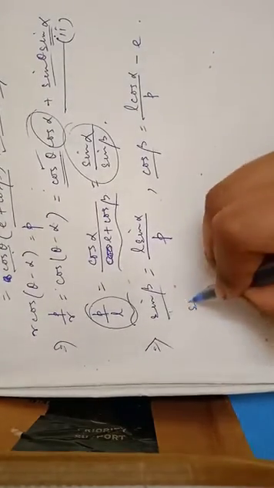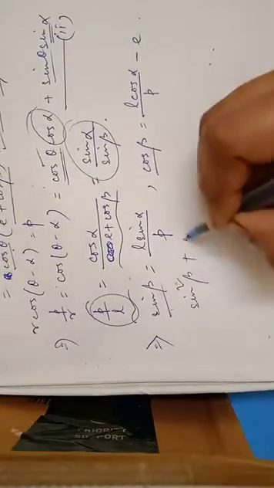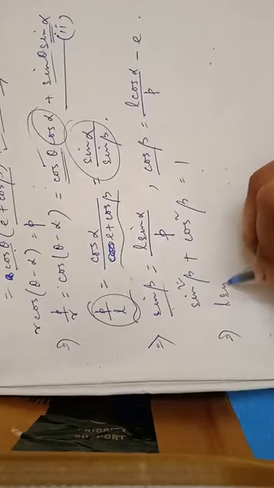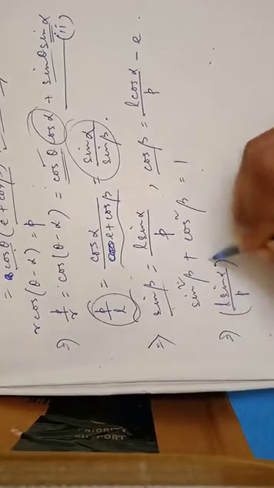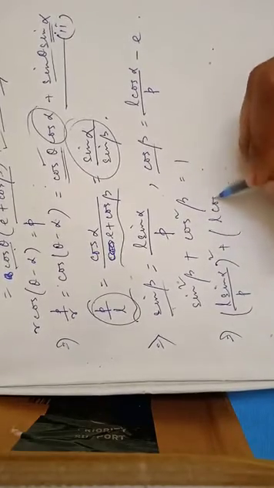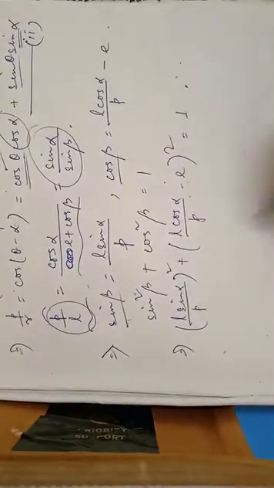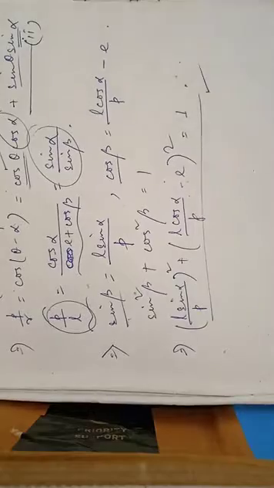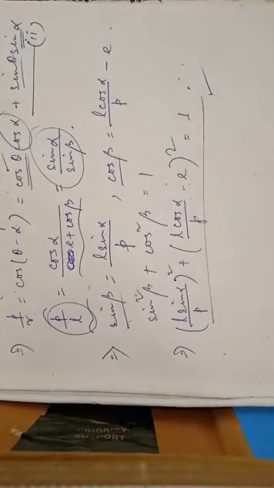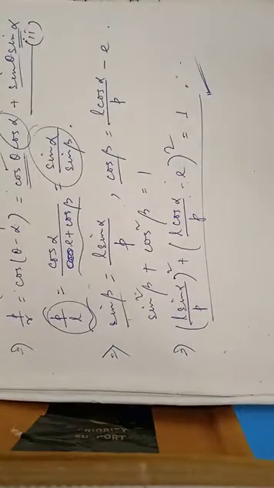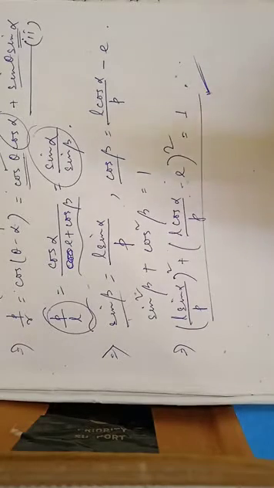Now we know a relation between cos beta and sin beta, that is sin square beta plus cos square beta equals 1. Put their values: (l sin alpha by p) whole square plus (l cos alpha by p minus e) whole square equals 1. Just simplify it a little bit, you will get the condition given in the question. This is the required condition for that straight line to become a tangent of that particular conic.